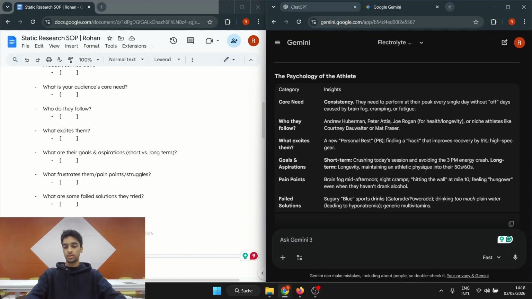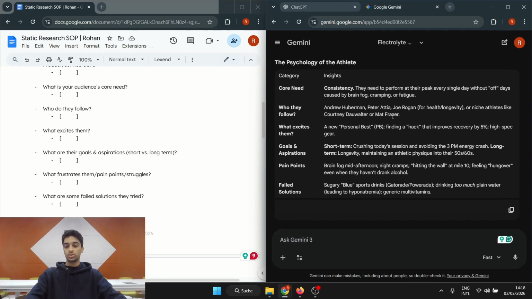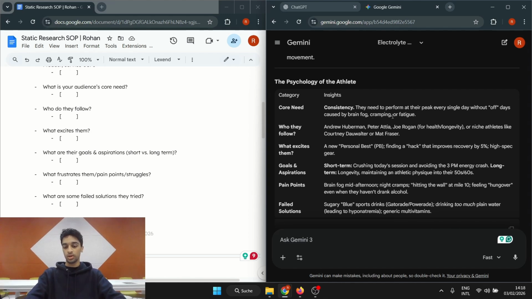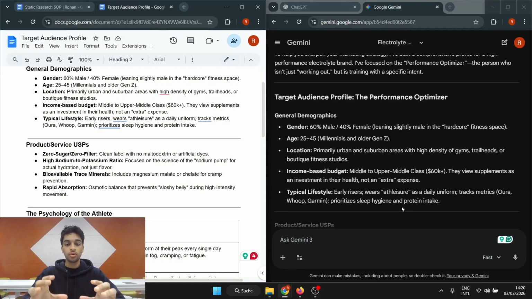Okay, so this result is already a very good starting point because we're getting very specific here with 3 p.m. energy crash, hitting the wall at mile 10, recovery by 5%, and we also have things like Andrew Huberman, Joe Rogan for health and longevity. So there are a lot of relationships and avatars to real people and real audiences, so we can use this for the example, but in your case it would be actual data that people have said or actual words that people have written online. Now I've copied all of this over into a new document which we will be using shortly. The next step is to actually find the winning formats that have worked historically for this niche in the past.